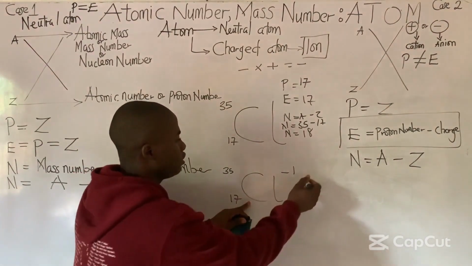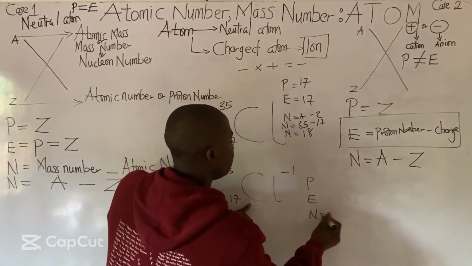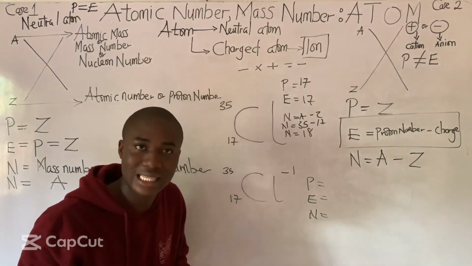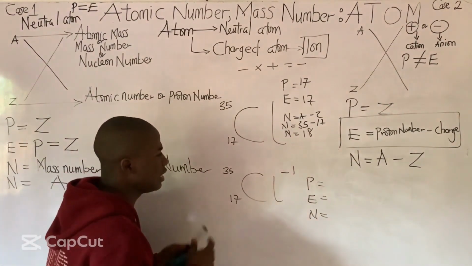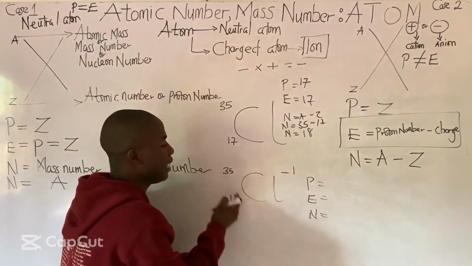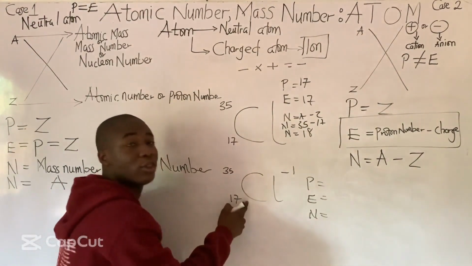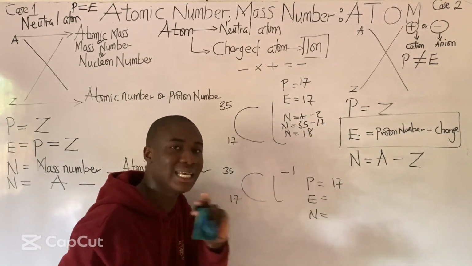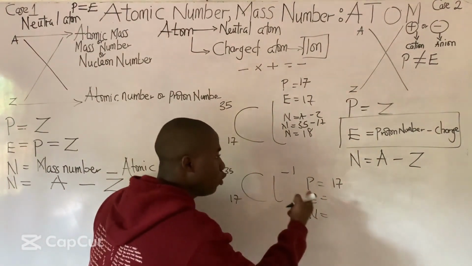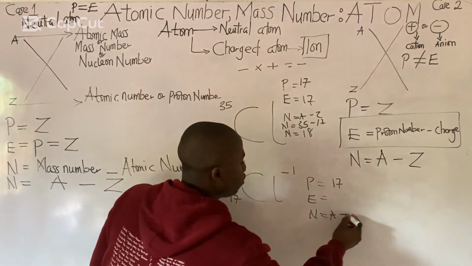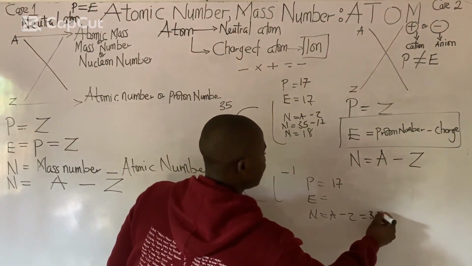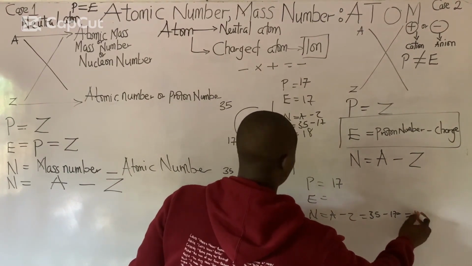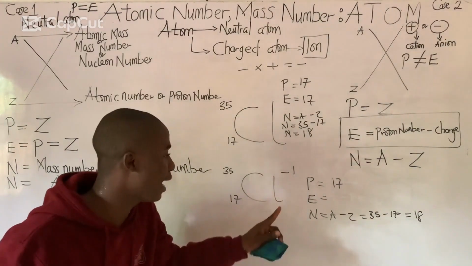But how do we solve this question? It's still very easy, just that it has a charge, and in this case it is a negative charge. What do we do? First, we get our proton number, which we already know doesn't change. It is 17. Is electron number 17? No, it can't be, because we have a charge. So we already know A minus Z, which is 35 minus 17. That's 18.